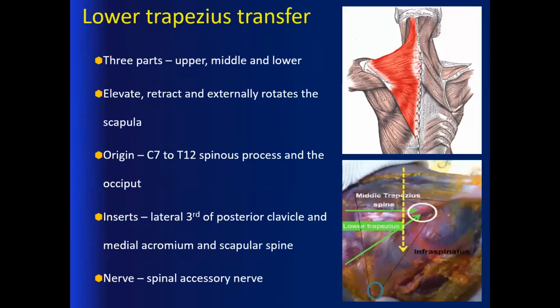Coming to lower trapezius, the trapezius muscle has three parts, that is upper fibers, middle fibers, and lower fibers. It acts to elevate, retract, and rotate the scapula. It originates from the C7 to T12 spinous process and also from the occiput, and inserts at the lateral third of the posterior clavicle and medial acromion and also the scapular spine. It is supplied by the spinal accessory nerve.